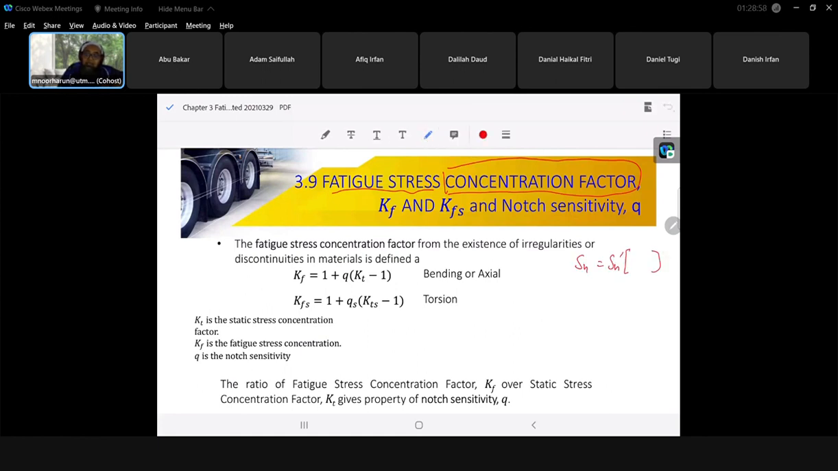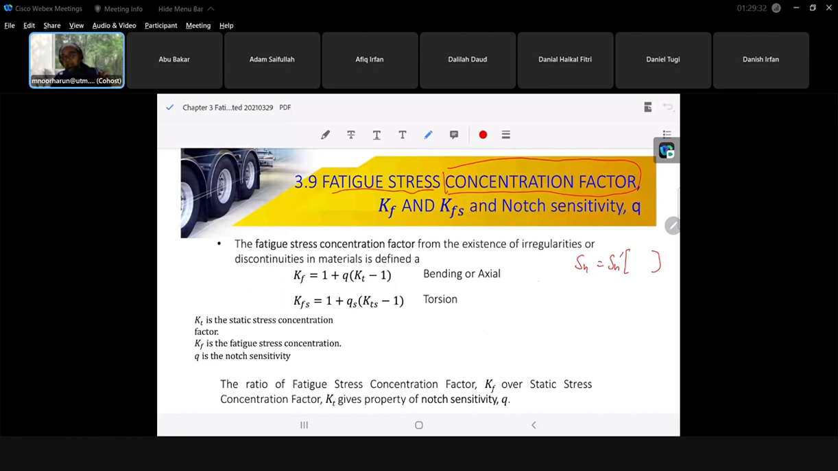Fatigue stress may experience bending, axial. So this fatigue stress will be influenced as well by the factor. What the factor, call it concentration factor, means the stress focus on that irregularity or discontinuities. Example is the shaft, for example, the shaft.